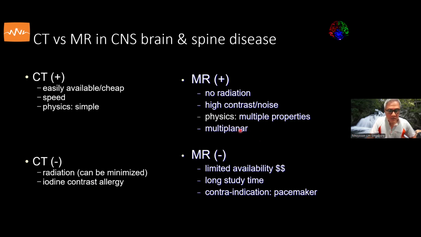It's inherently multiplanar. It's much easier to acquire the coronal and sagittal images directly with the MR. However, CT is also very good at multiplanar reconstruction nowadays. The disadvantages of MRI are directly opposite of the advantage of CT, in that it's limited in availability and cost.